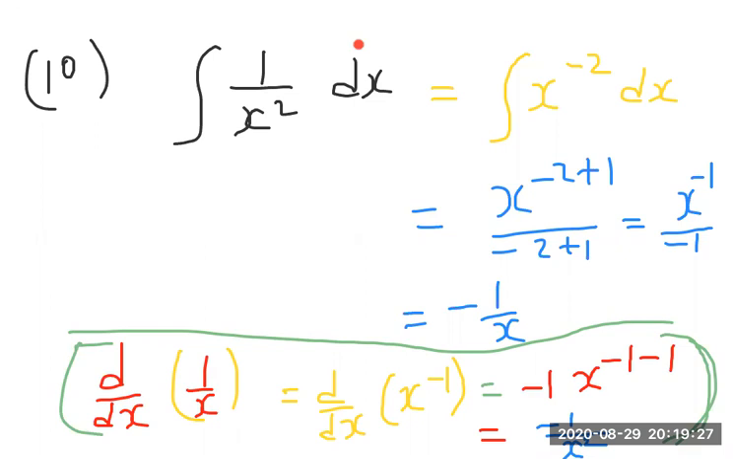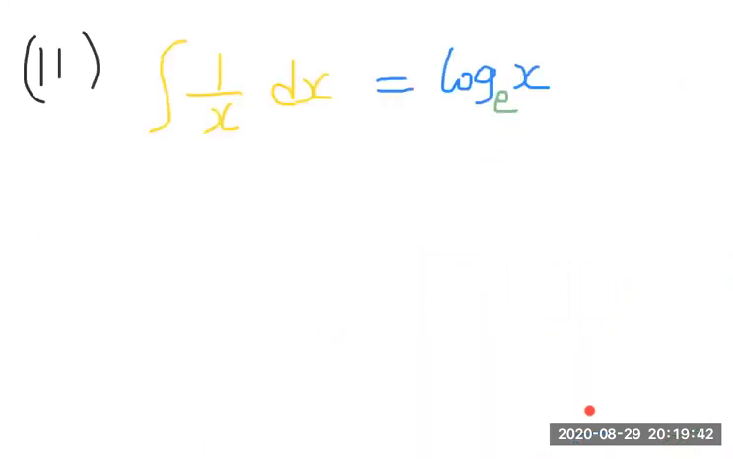I connected integral 1 by x square dx, which is minus 1 by x, and differentiation of 1 by x, which is minus 1 by x square. So I want to show the comparison between differentiation and integration, how they are valid. Okay, fine, leave it at that.